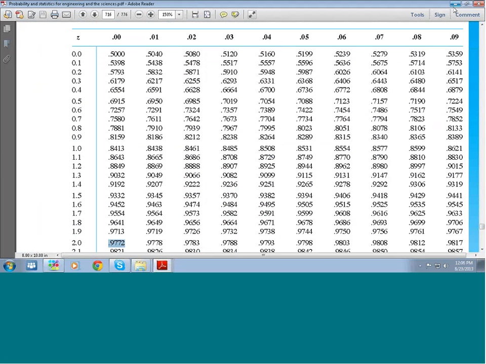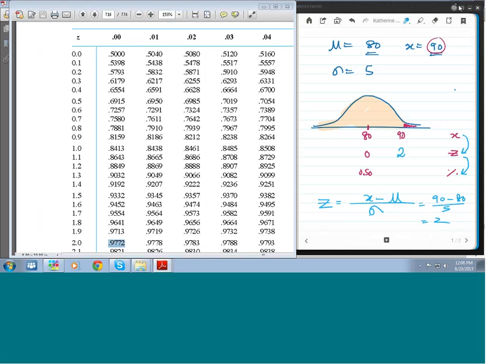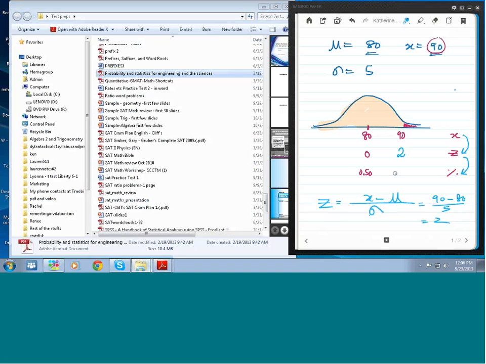Is that clear? Do you know how to read the chart? Yeah, I get it. Okay, fantastic. So this point must be 0.9772, and that means 97.72% got below you.